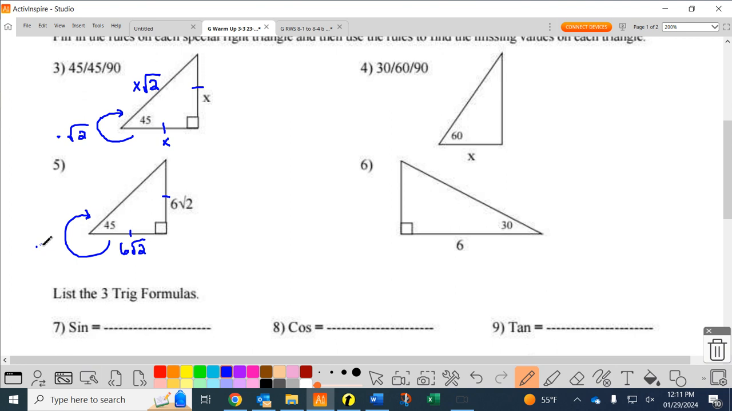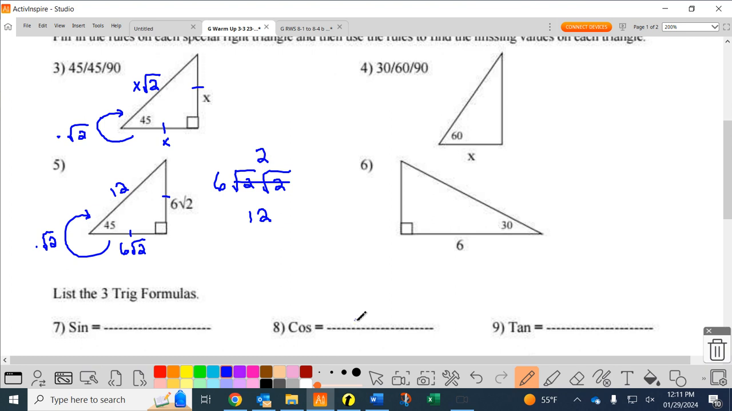Now, this math, you've got to know this math. It's not calculator work, guys. What's square root of 2 times square root of 2? 2. And then 6 times 2 is 12. Guys, what's 2 times 2? 4. And the square root of 4 is 2. If you multiply a radical by itself, it's going to give you that number without the radical sign.